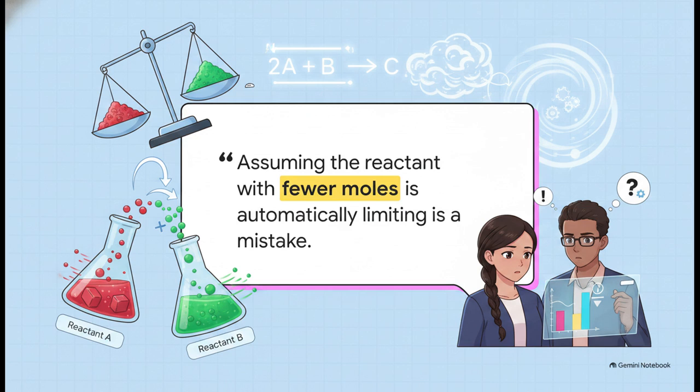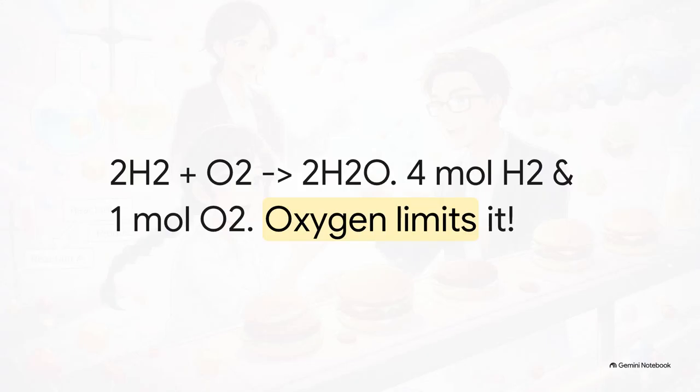You absolutely have to divide the initial moles by the required stoichiometric ratio, those are the coefficients, in your balanced equation. To put that into perspective, let's look at the classic reaction that makes water. 2 moles of hydrogen gas plus 1 mole of oxygen gas yields 2 moles of water. Okay, imagine we start with 4 moles of hydrogen and only 1 mole of oxygen.